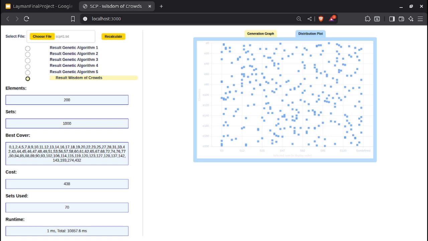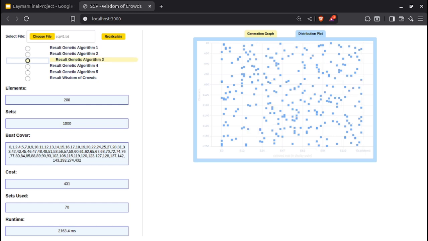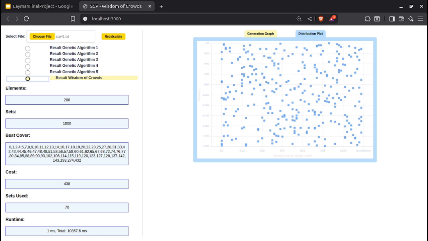So, as we can see here in the GUI, we can go through each of the genetic algorithm results. We can see that the covers, not paths, are going to vary a little bit usually. We have total costs for each one. We can see the number of sets that were used in each one, the calculation time to come up with each solution, and then the wisdom of crowds aggregate.